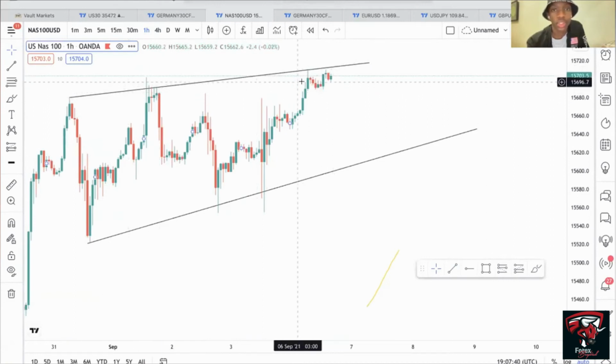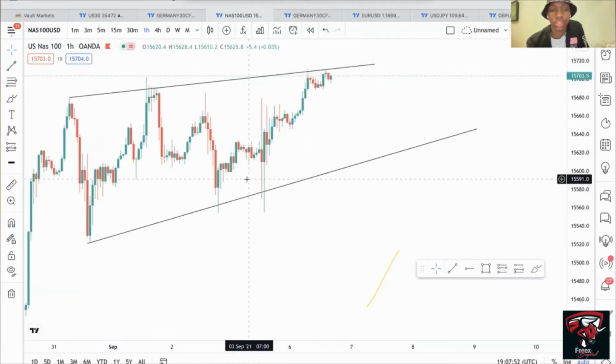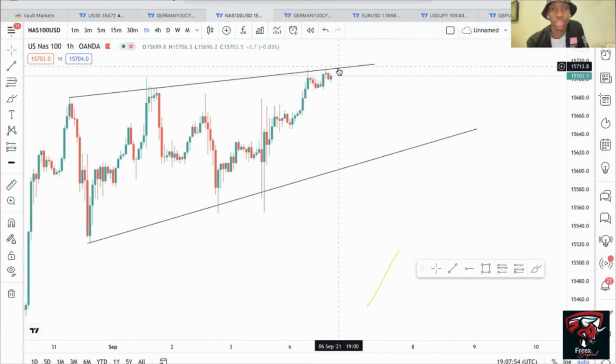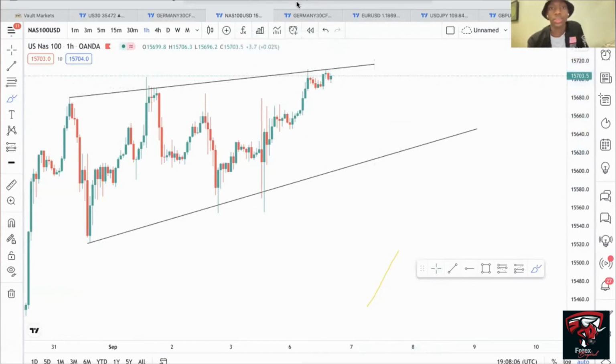First touch, second touch, third. You can see it has started to drop, but not fully. This thing should be dropping soon. You see, we have a third touch, fourth touch now. So overall movement this week, Nasdaq should be selling down to this trend line, then possibly look for buys. So that's my Nasdaq analysis, guys.